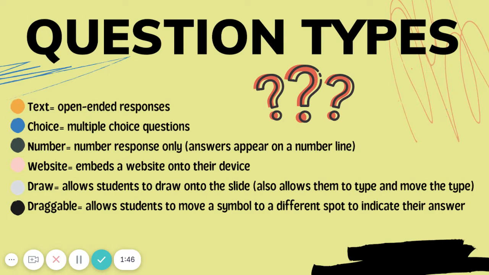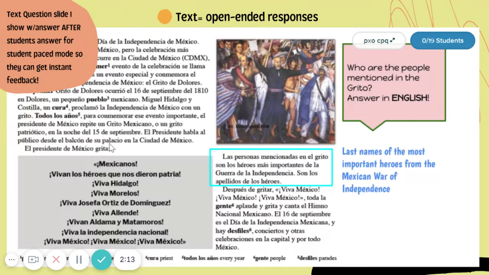There are several question types that you can add into your slides. You have your text, which are your open-ended responses, choice, multiple choice questions, number, just a number response only, and website. You're going to get to see all these different types minus the website, but you will see the website in the presentation that you get, and that's how you are watching this video. The drawing, my students love to draw because they feel like they're coloring instead of learning, and then the draggable activities.